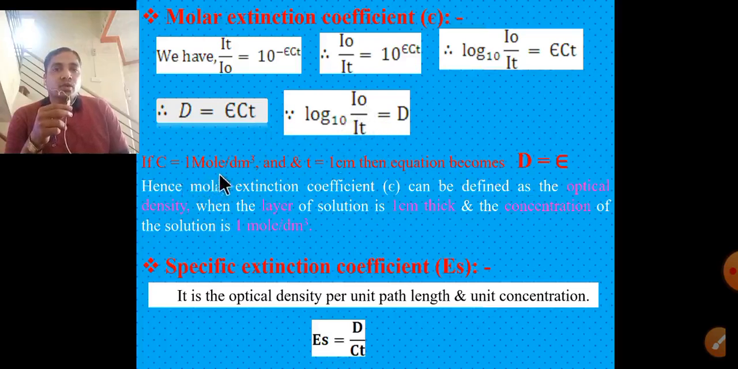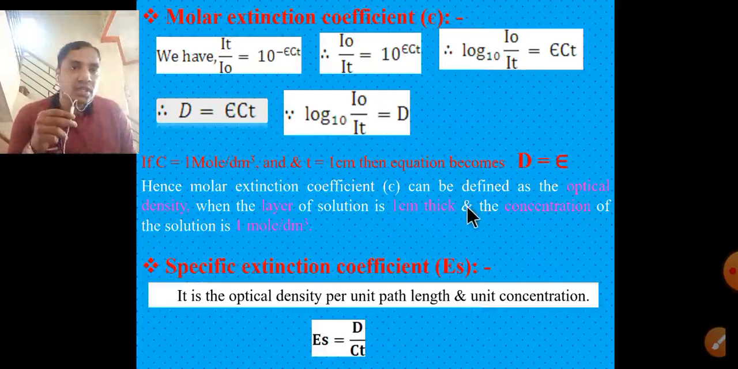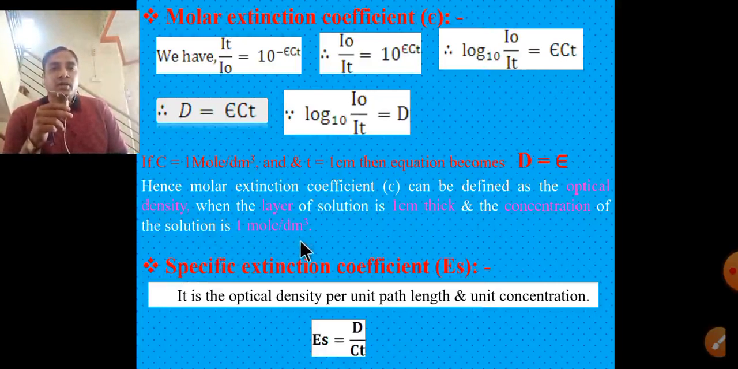If C is 1 mole per dm cube and t is equal to 1 cm, then the equation becomes D is equal to epsilon. Hence, molar extinction coefficient epsilon can be defined as the optical density D when the layer of solution is 1 cm thick and the concentration of the solution is 1 molar per dm cube. Last term, specific extinction coefficient, it is the optical density per unit path length and unit concentration.